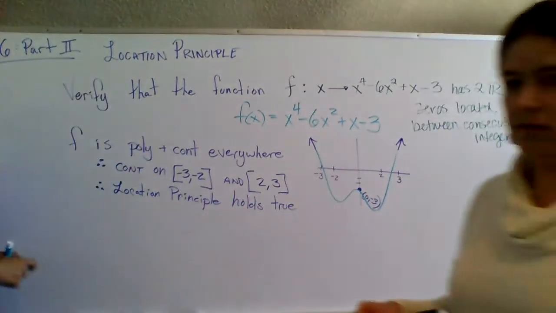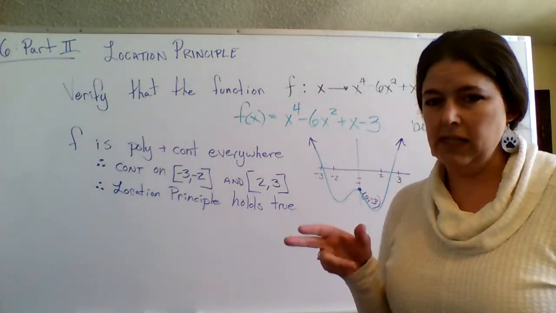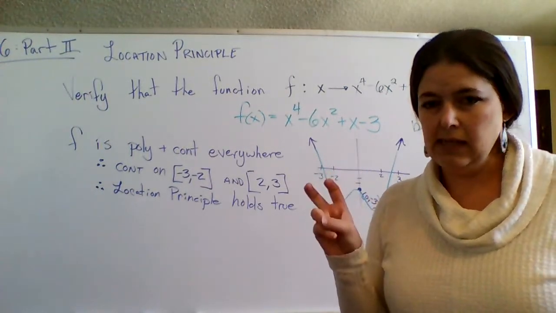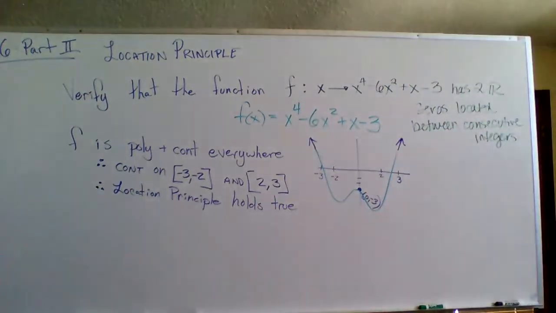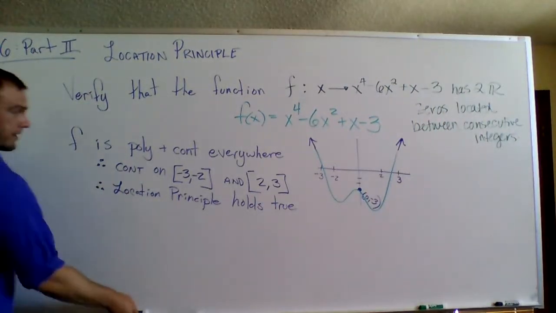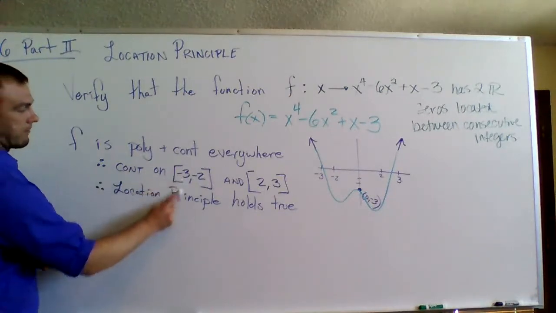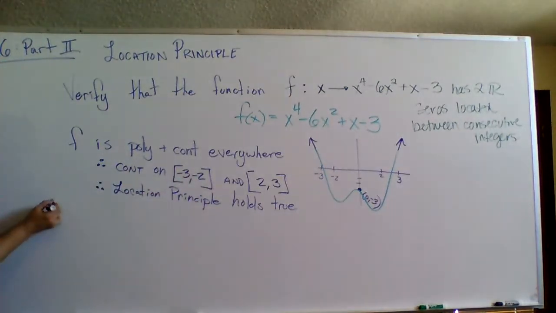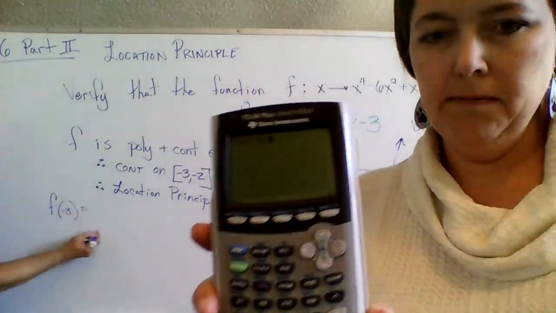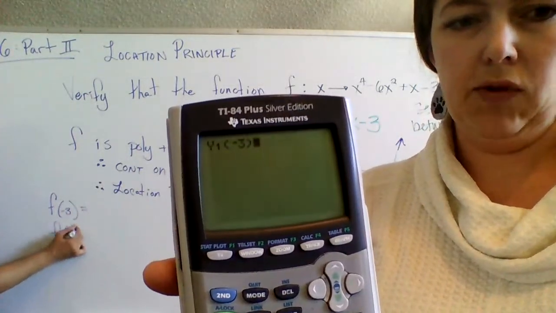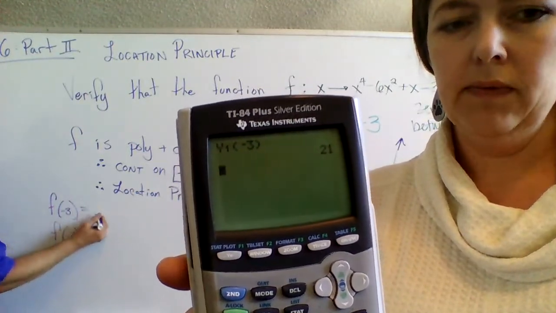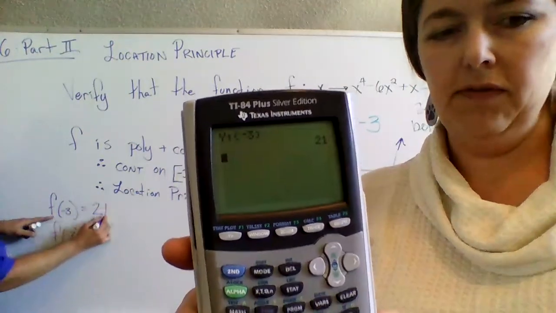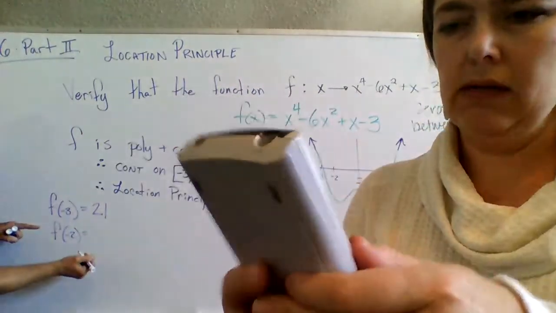So this one's about proving the opposite sign thing, and IVT is about finding c, right? So f of c equals m. Okay, so we have to figure out a couple different things here. What is f of -3 and f of -2? Since I already have my rule in y1, I'm just going to do y1 of -3 on the home screen, which gives me 21. So f of -3, or y1 of -3, is 21.